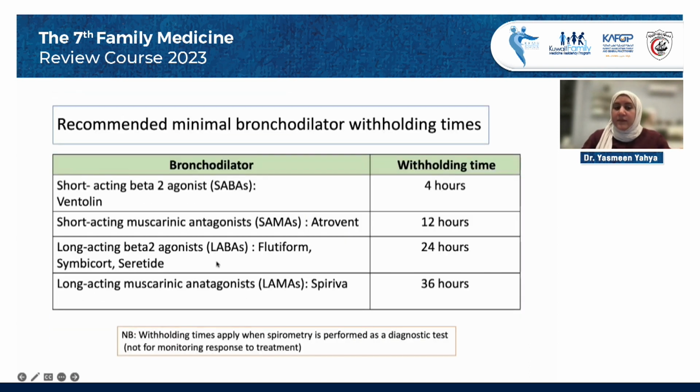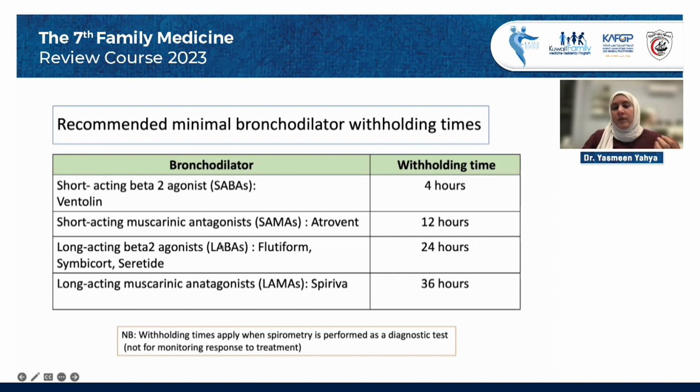It is recommended to withhold the bronchodilators if you are doing the spirometry as a diagnostic test, and not for monitoring. If you're doing it to diagnose, then a short-acting beta agonist like Ventolin should be withheld in the last 4 hours. Atrovent should be withheld at least 12 hours.